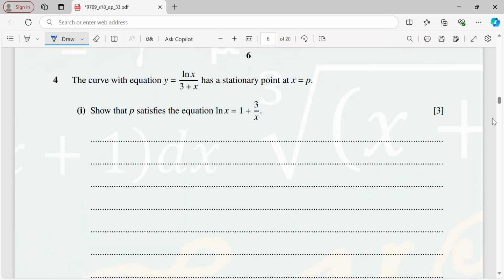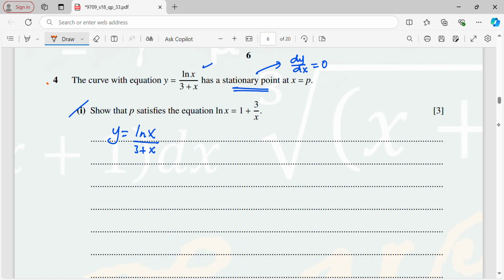Question 4. The curve with equation has a stationary point at x equals to p. So whenever you see stationary points, it means that dy dx equals to 0. And now first part, show that p satisfies this equation. Alright, so now what I need to do is, I will have to differentiate this rational function. Since it is the division of two different types of functions, both also in terms of x, I will just apply the quotient rule.